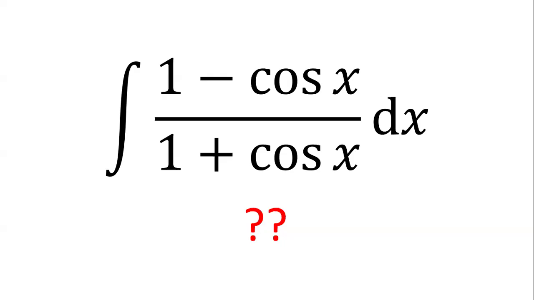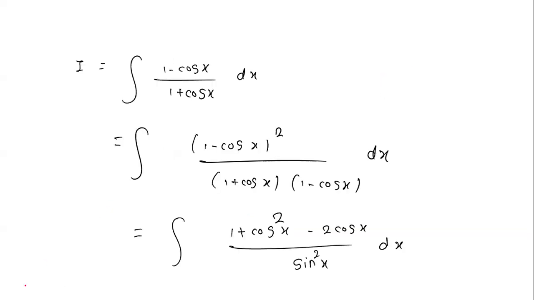So hello guys, in this video we are going to solve this problem. In this problem, it is given that we have to evaluate this integral. The integral is (1 minus cos x) divided by (1 plus cos x) dx. So let's see how we can do this. First of all, I write that integral here, and let's denote this integral by capital I.